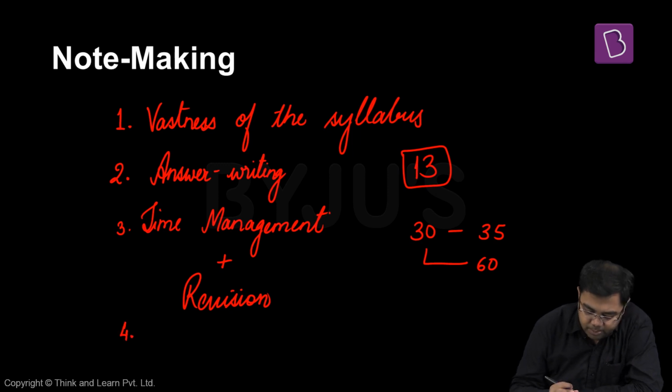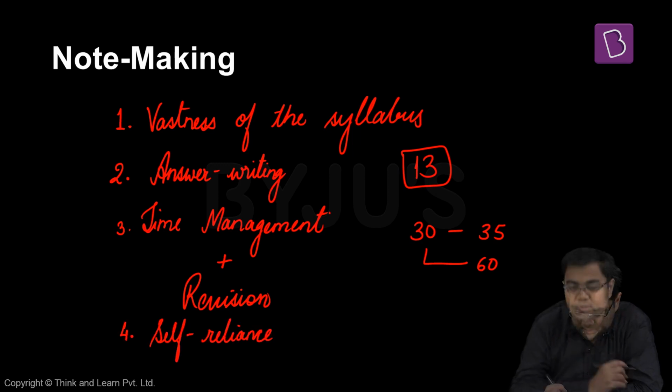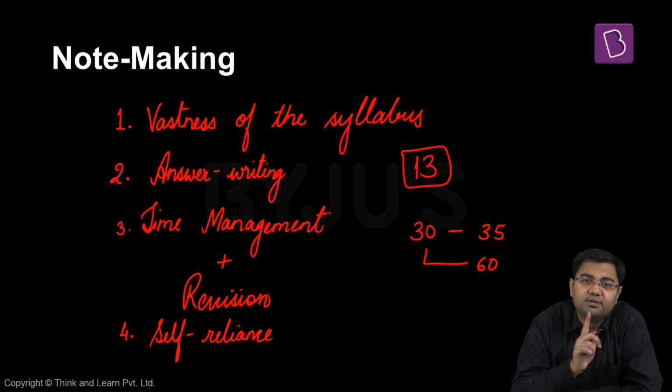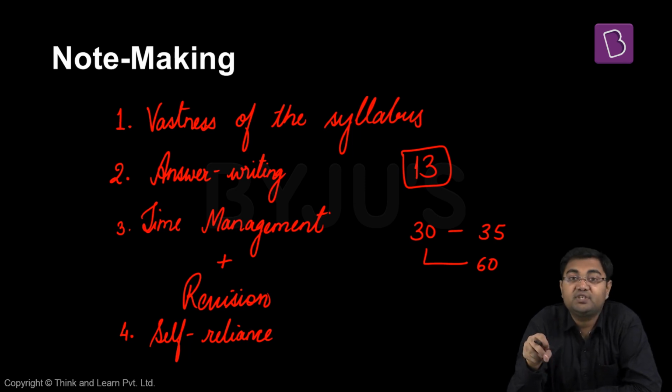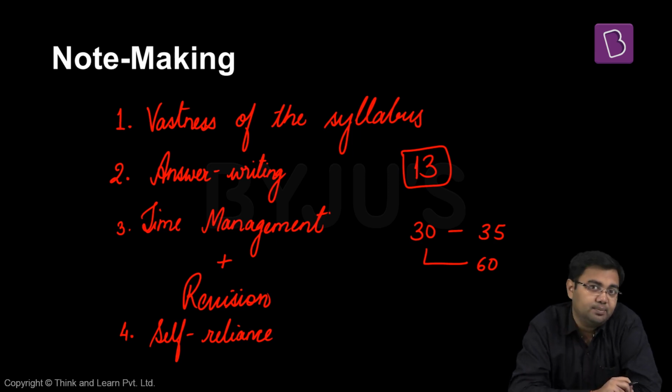Next, a very important point: self-reliance. Why self-reliance? There is a difference between reading your own notes, in your own handwriting, in your own thinking, rather than using notes which have been made by others. And many of the students have this practice, that they'll get photocopies of the notes which have been made by others and they'll read that. Now, what's the harm in doing that?